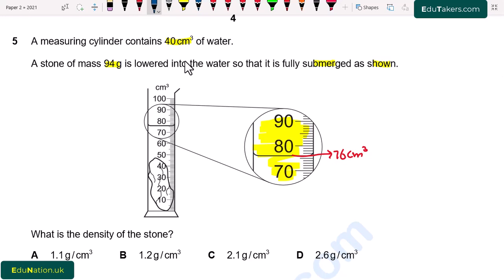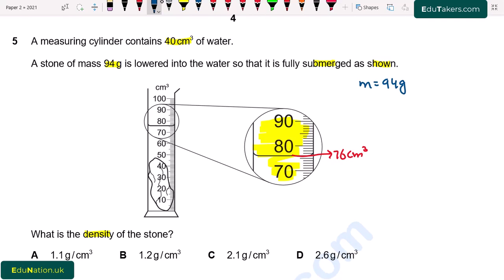Next, the mass is given, which is 94 gram. I write here mass is equal to 94 gram, and we have to find out the volume of the stone here. What is the density of the stone? So in order to calculate the density of the stone, we also have to find out the volume of the stone. So this volume, that is 75 cubic centimeter, is a combined volume of the water and stone.